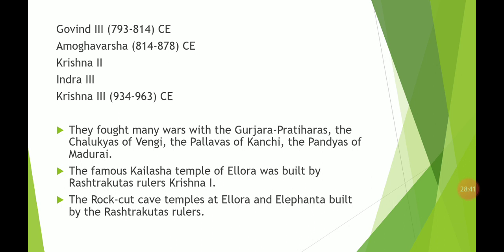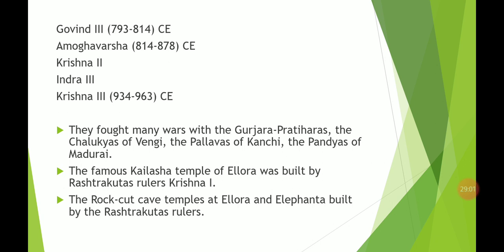Okay, you have already heard about the Kailash Temple of Ellora, which was built by the Rashtrakuta ruler Krishna first. You have also read about rock-cut temples like Ellora and Elephanta, which were also built by the Rashtrakuta rulers.